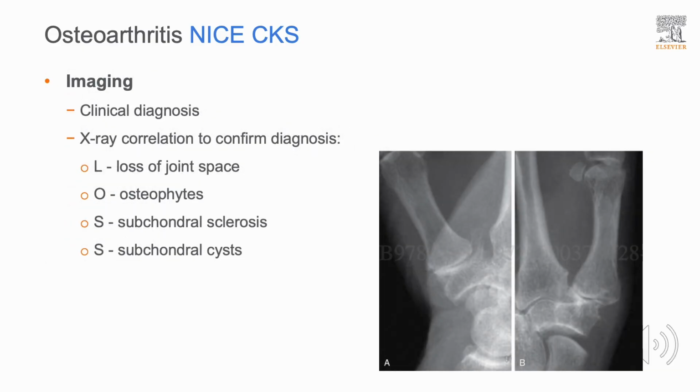While osteoarthritis remains a clinical diagnosis, X-rays can be performed for correlation with clinical features to help confirm this. The X-ray features of osteoarthritis include LOSS, with L standing for loss of joint space, O for osteophytes, S for subchondral sclerosis, and S for subchondral cysts. And helpfully, the clinical features of osteoarthritis are similar no matter what joint is affected. Here we can see the thumb CMCJ affected by osteoarthritic changes, and we can see a loss of the joint space and subchondral sclerosis.